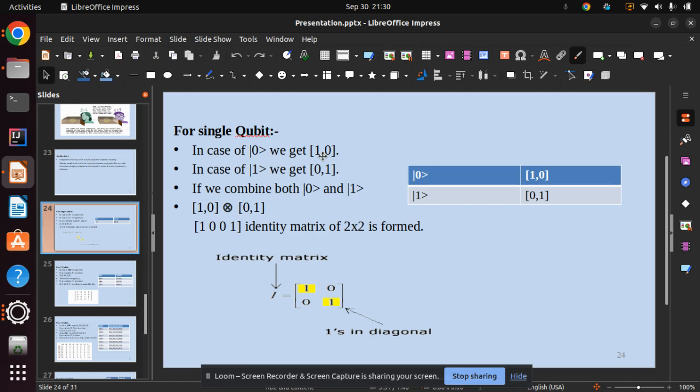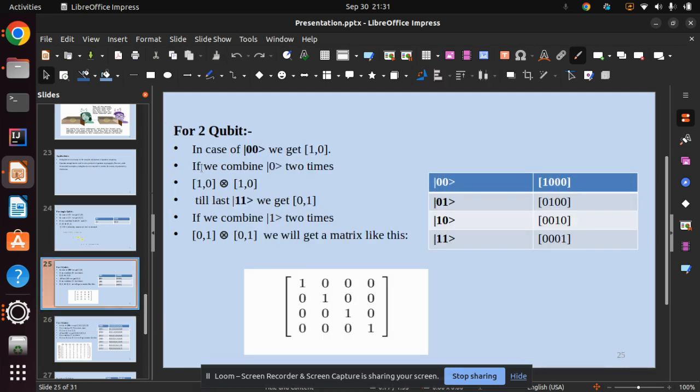So you can memorize it, or you can just place it in your memory that this is what it is, right? So if we combine both, we will get a two cross two identity matrix, right? Okay. This is for a single qubit. But what if I have two qubits, right? So in case of 0 0, we get 1 0.